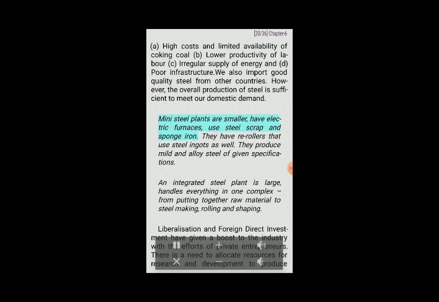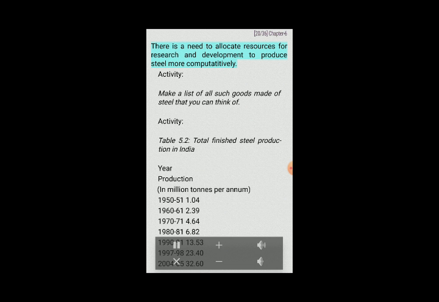Mini steel plants are smaller, have electric furnaces, use steel scrap and sponge iron. They have re-rollers that use steel ingots as well. They produce mild and alloy steel of given specifications. An integrated steel plant is large, handles everything in one complex, from putting together raw material to steel making, rolling and shaping. Liberalization and foreign direct investment have given a boost to the industry with the efforts of private entrepreneurs.